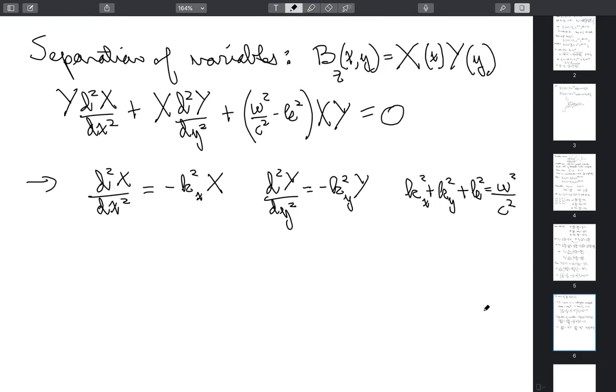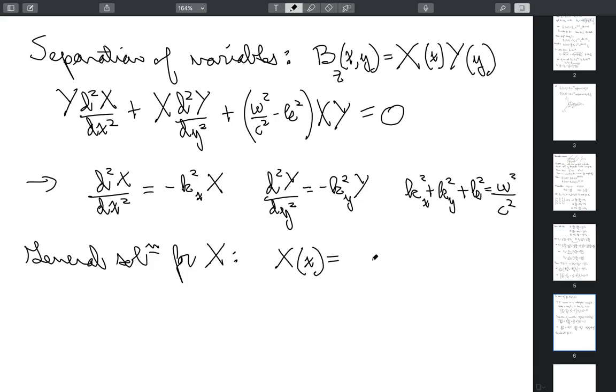Right, so let's just look for the solution for big X. General solution for big X. Well, big X of x has to be a combination of sines and cosines. So I would put some factor a sine of kx times x, plus some other amplitude b times the cosine of kx times x.